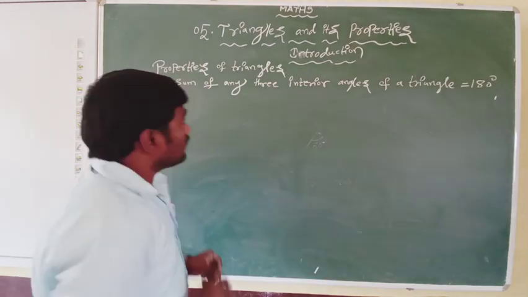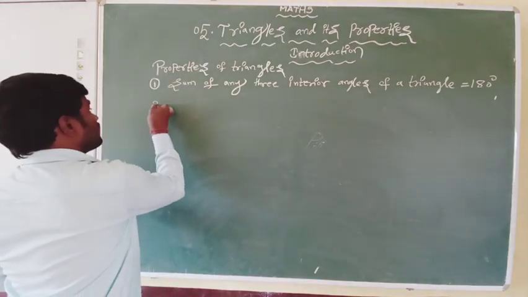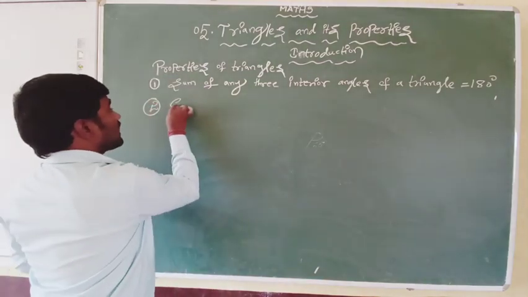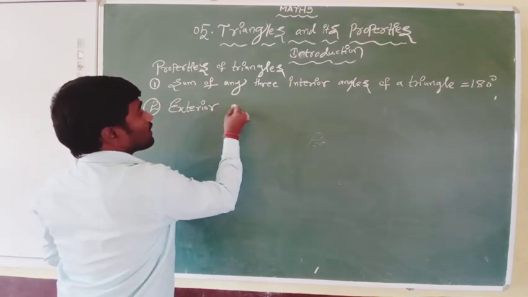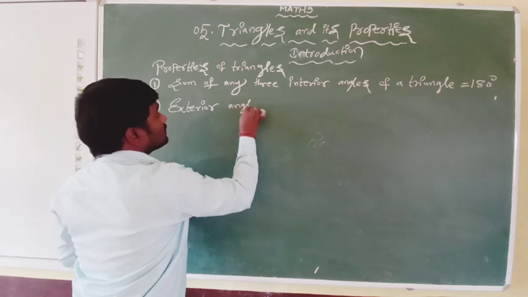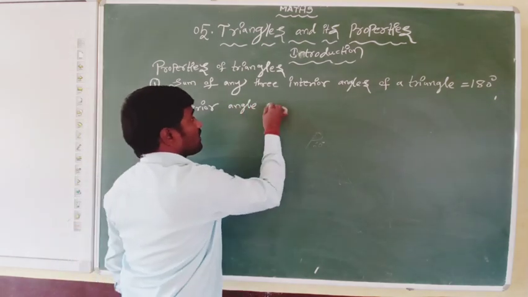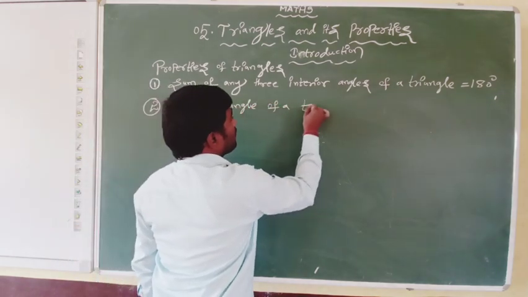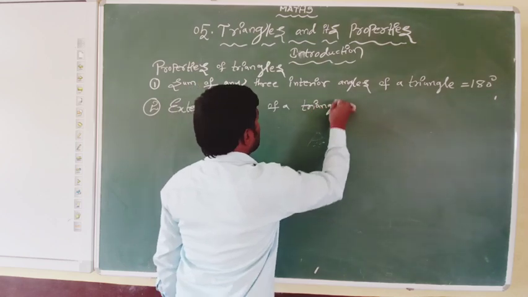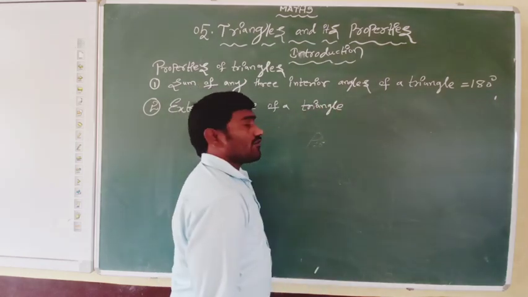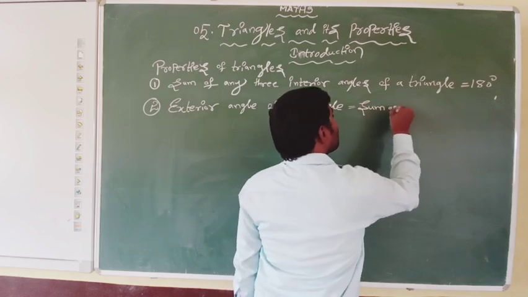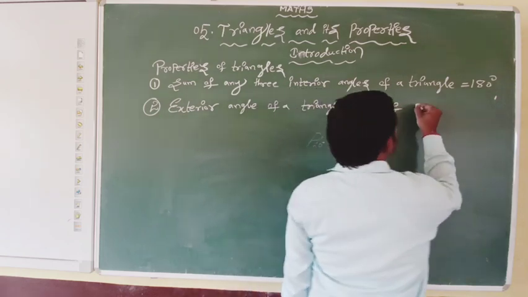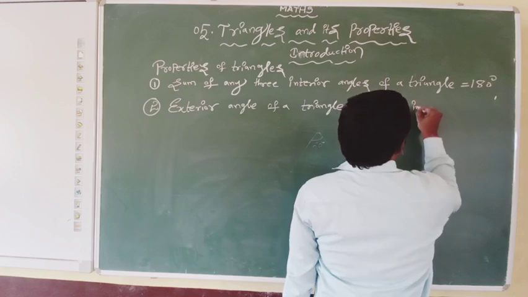And related to the angles only, I will tell you one more. The exterior angle of a triangle is equal to the sum of the opposite interior angles, the interior opposite angles.